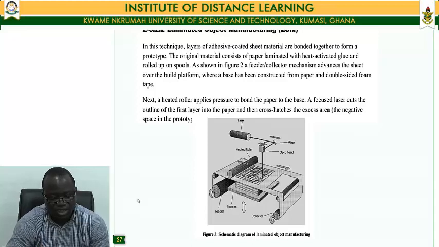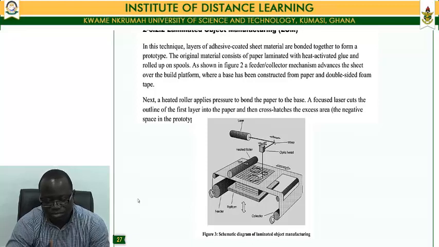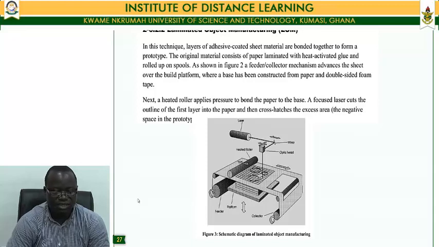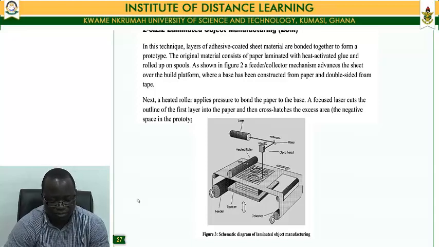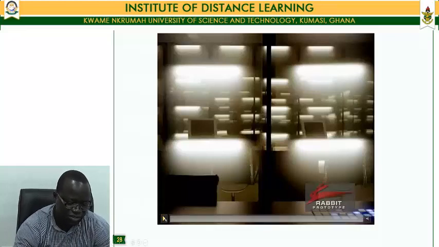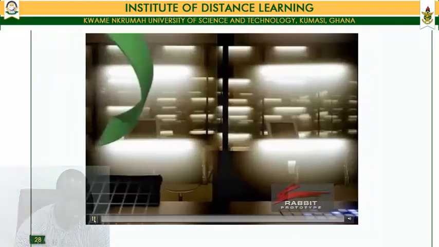Next, a heated roller applies pressure to bond the paper to the base. Now the focus laser will cut the outline of the first layer into the paper and then cross hatch the excess area, and then finally you build the part. But I'll just show you laminated object manufacturing in this concept from the video here. This is a 3D concept, a solid glue.